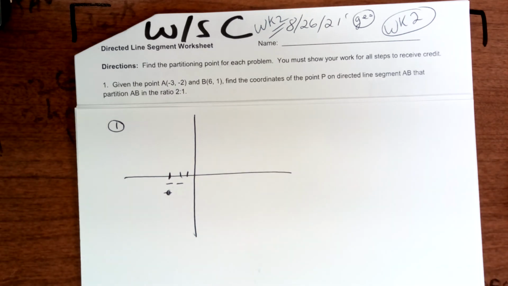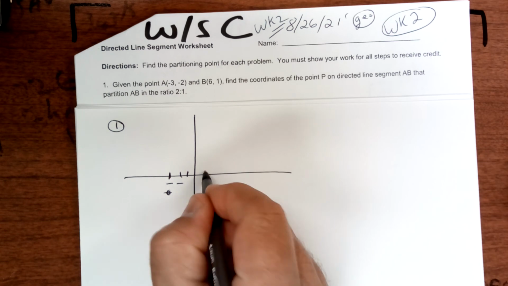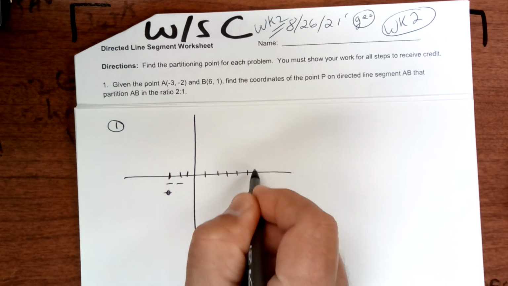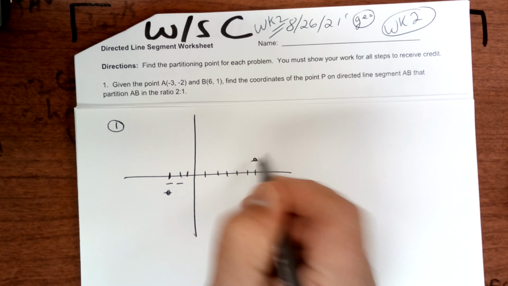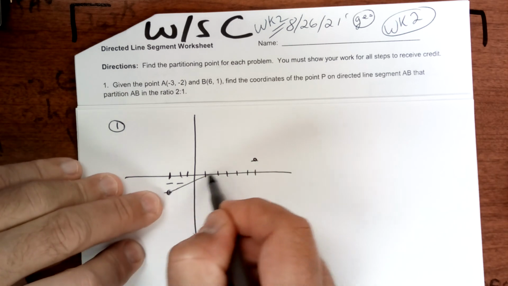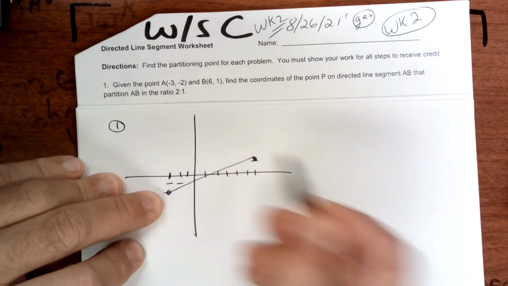And then the next point is over 6. 1, 2, 3, 4, 5, 6, and then up 1 is about right there. So what we want to do is draw this up like that. I kind of missed it a little bit.